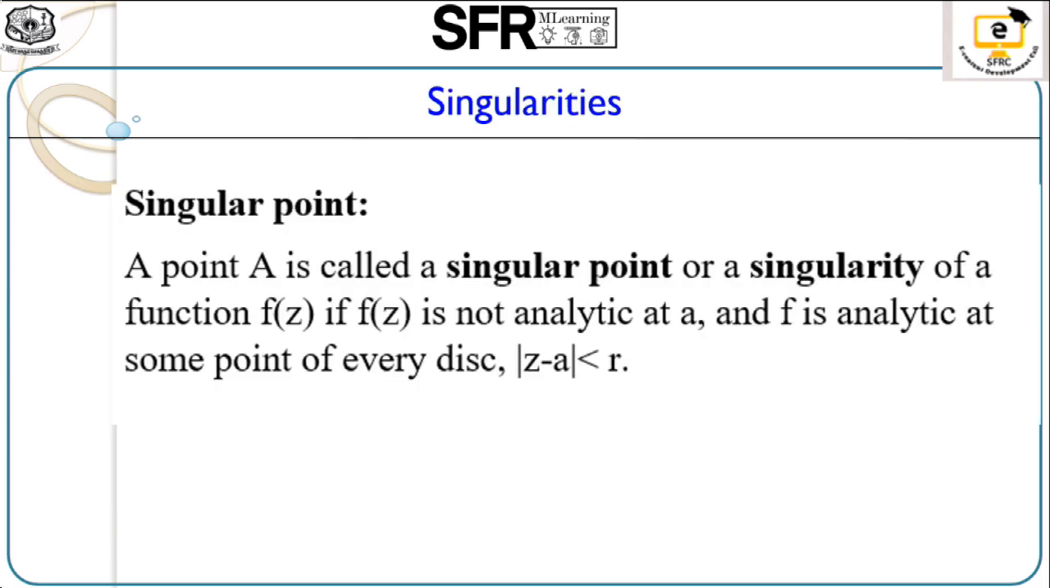For a complex valued function, a point a is called a singular point if the function is not analytic at that point, but it is analytic at some points of its neighborhood. So clearly saying, at the point a the function is not analytic, but in its neighborhood it is analytic at some points. That point is called a singular point.